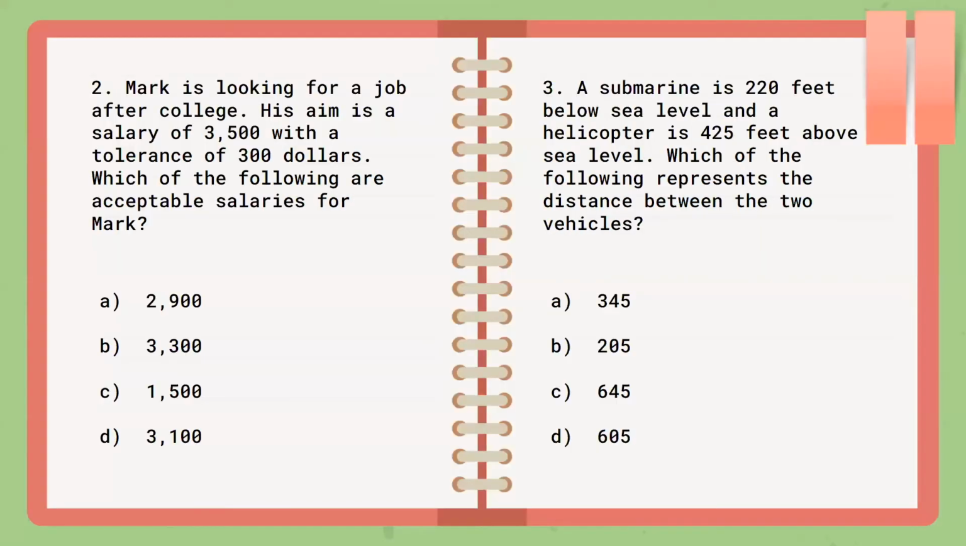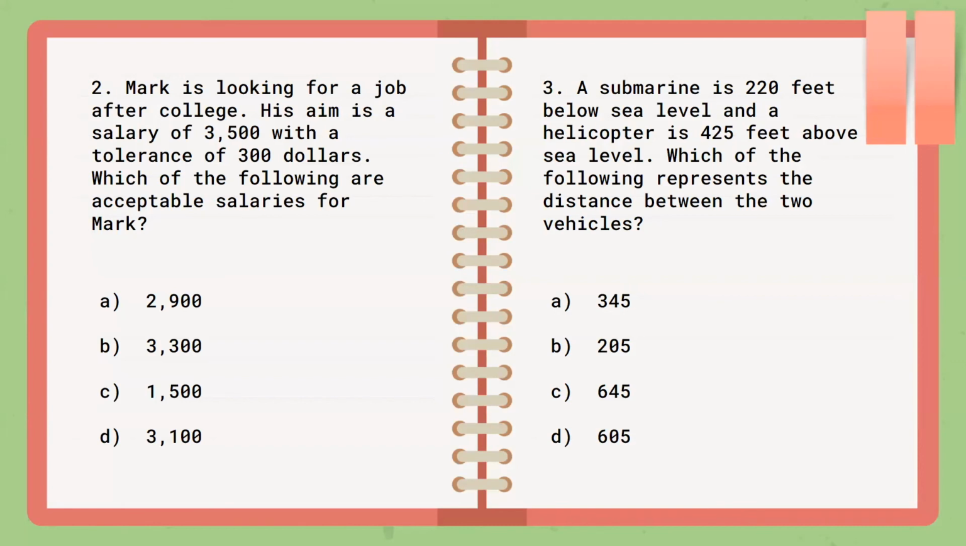Number 2, Mark is looking for a job after college. His aim is a salary of $3,500 with a tolerance of $300. Which of the following are acceptable salaries for Mark? So based on these answer choices, the correct answer would be B, because it is less than $300 of difference.